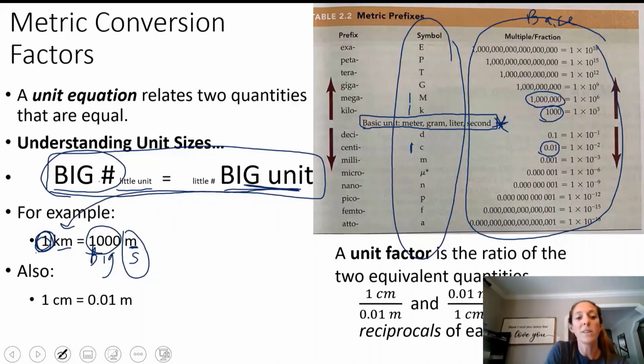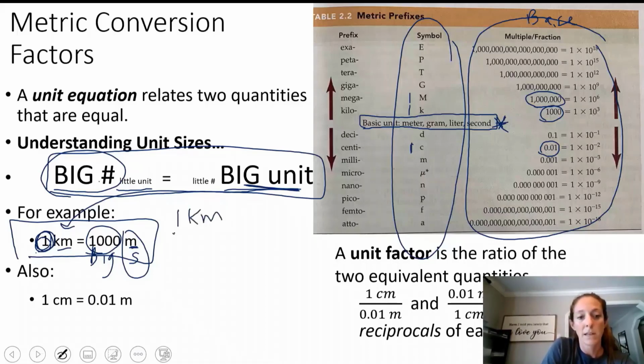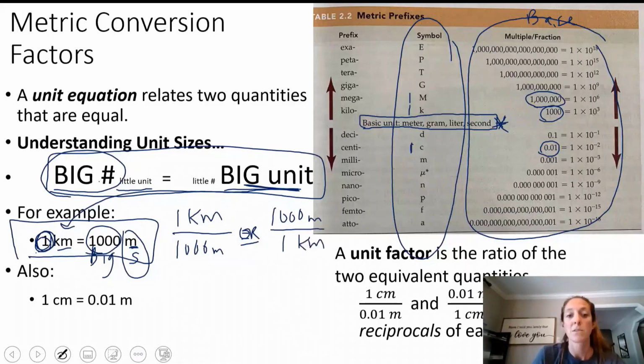Okay, so now once I know this comparison, these two quantities that are equal to one another, I can then write a unit factor. So I can say, okay, well, 1 kilometer is equal to 1,000 meters. I could also say 1,000 meters are in 1 kilometer. So these are the same thing, just reciprocals of one another.